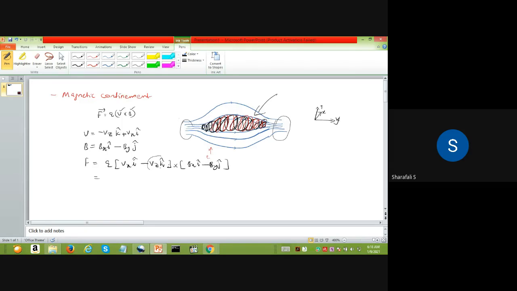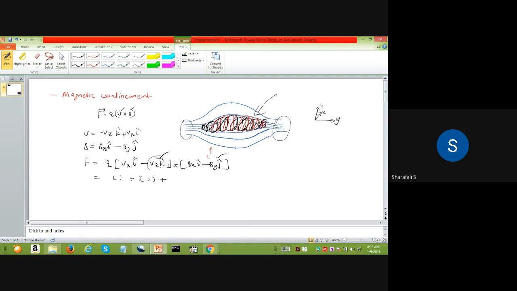Here we have Vz k cap, then we have Vy j cap. So if you take these cross products between these, what will give you i into i? So i cross i, then k cross j. You take these two. So you have some constants here, some products will be there.